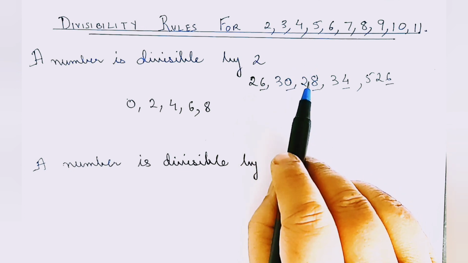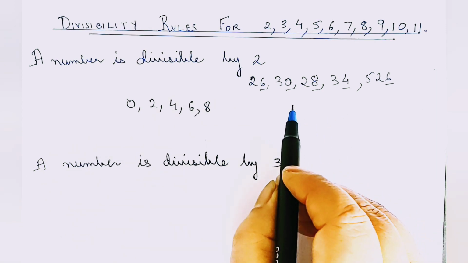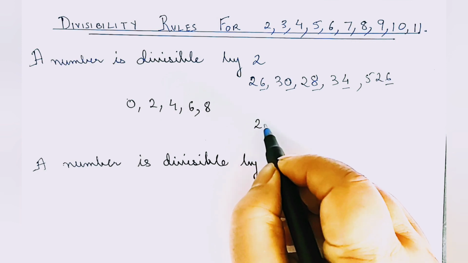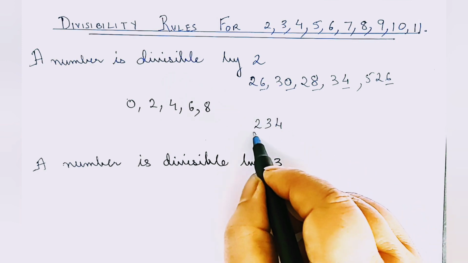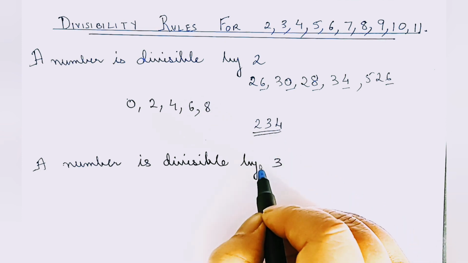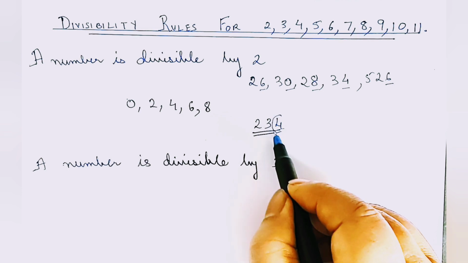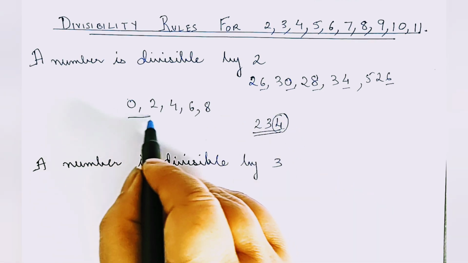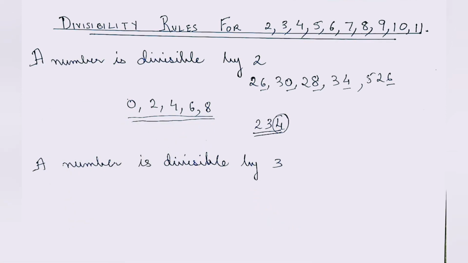I think I am clear to you, friends. Now if I give you an example, say 2, 3 and 4. Now is this number divisible by 2? Yeah, it is divisible by 2 because in the units place you have an even number. Okay, so this is the condition. In the units place it must be an even number.